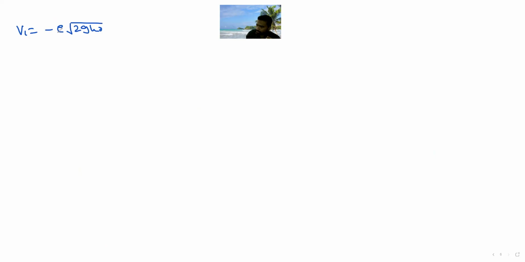Because I have taken H, H is downward, the body is moving in the downward direction, positive direction. But this V1 means after striking, it is coming in the upward direction. So that's why it is minus. Okay. So V1 is equal to minus E root 2 G H naught. So this can also be written as E into root 2 G H naught, here in upward direction.